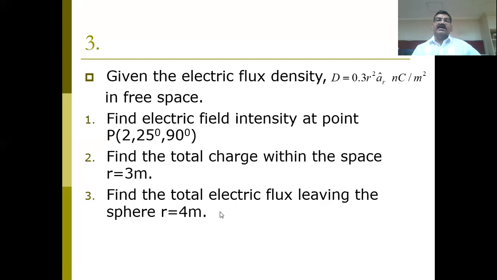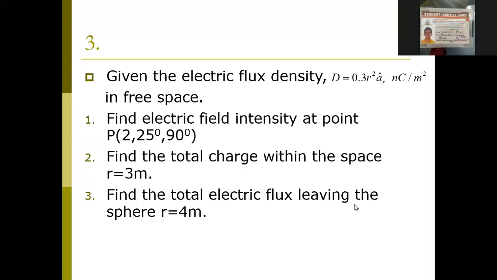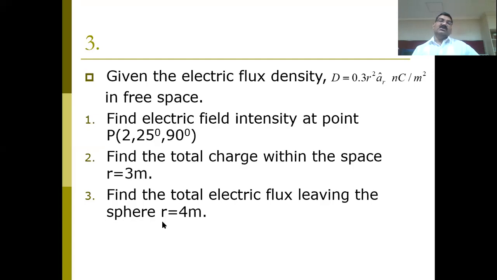Then next, find the total electric flux, the total charge within the sphere, and find the electric flux crossing the sphere R equals 4. The same thing. Here you have to find the charge. Here you have to find the psi. You find the charge, then use Gauss law, that is the charge enclosed equals the flux crossing. So the same problem you have to do 2 times, only the radius changes. That's it. I don't think it is something great. It will be a simple numerical.